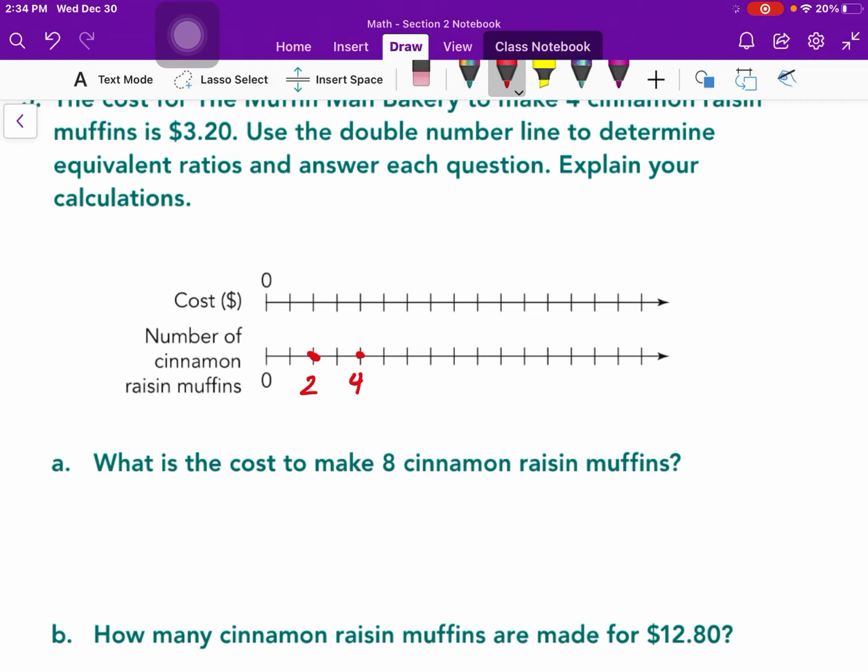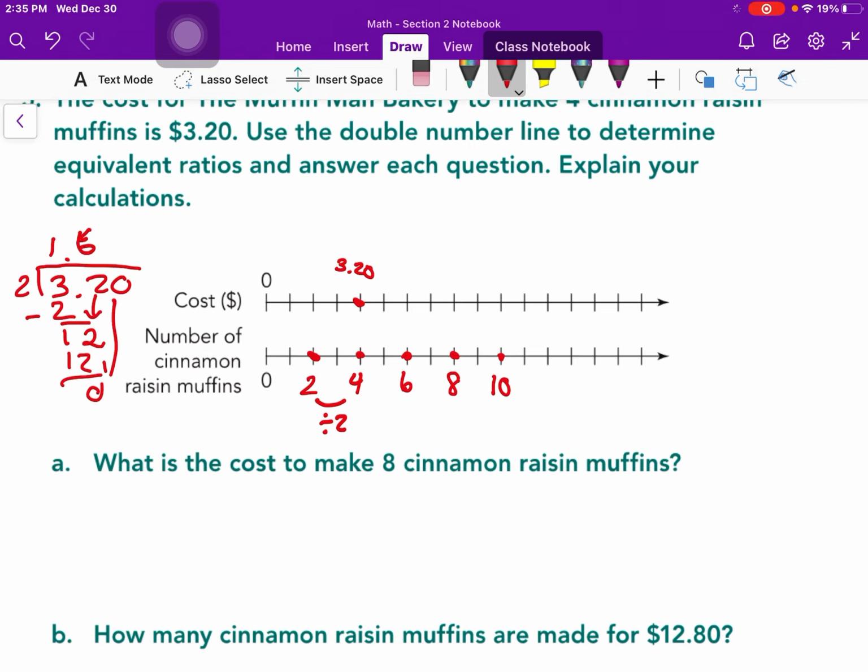This is 4 muffins. So for 4 muffins, it cost $3.20. So let's put 6 muffins, 8, 10. Now I can use my double number line to help me figure out the cost of every set of muffins. If I had 4 muffins cost me $3.20, then 2 muffins, I scale down here and I divide by 2. So $3.20 divided by 2, or half of it, would be $1.60.